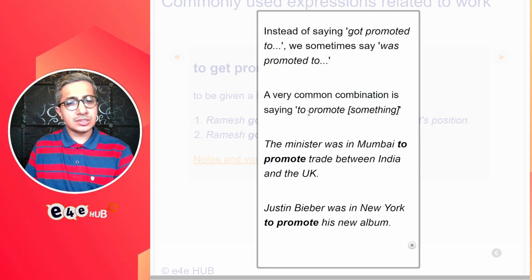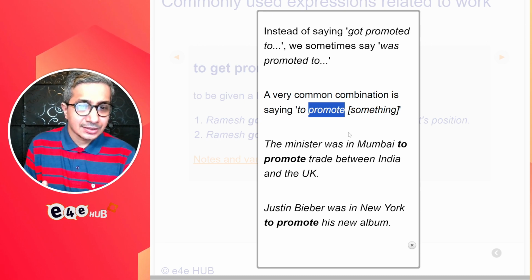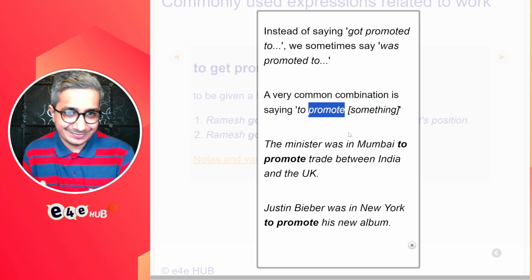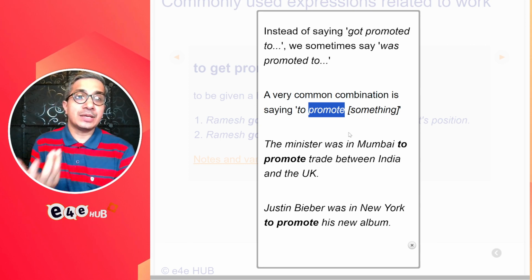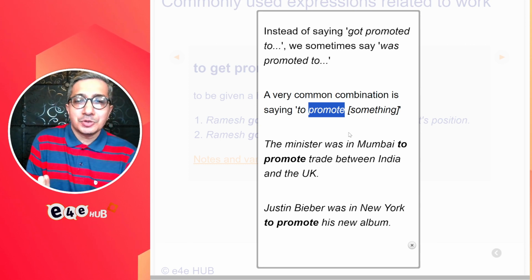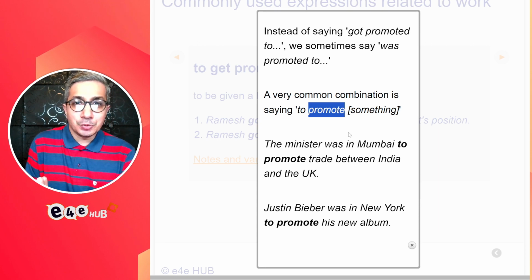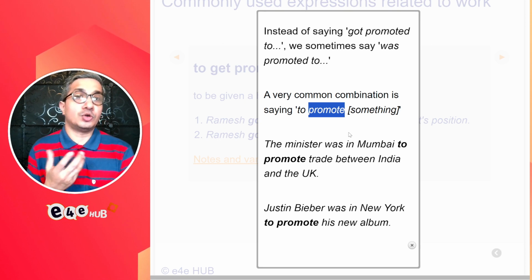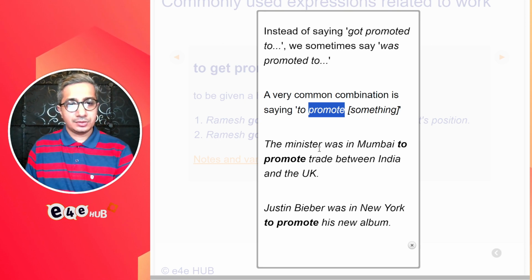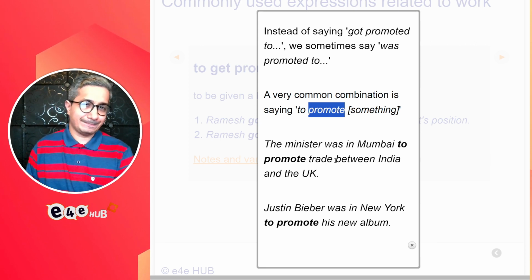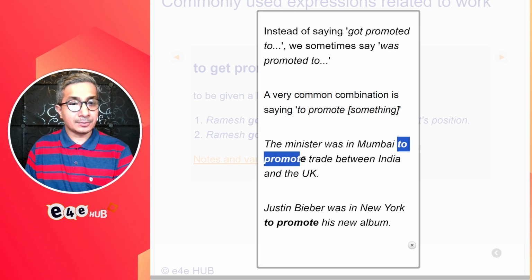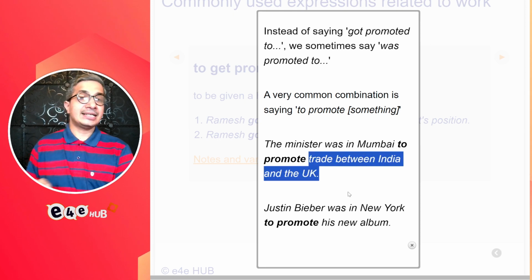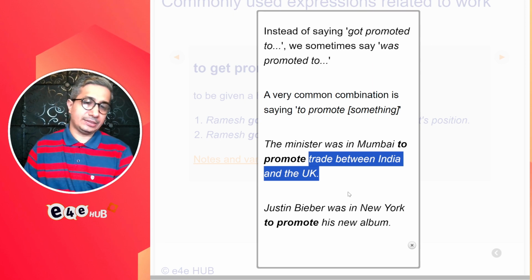Now, we also use the word promote as in to market or to advertise something, to encourage people to use a product, to believe in a certain idea, and so on. That is also something which we promote. Okay. So, the minister was in Mumbai to promote trade between India and the UK. What was the minister promoting? The idea of trade between India and the UK.